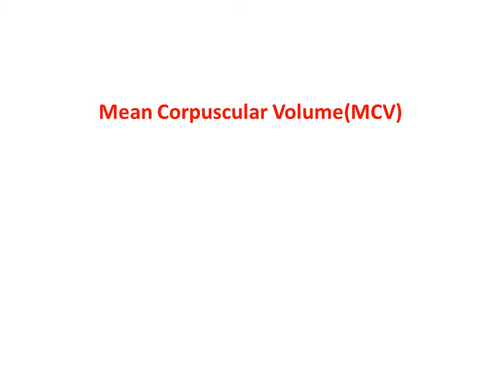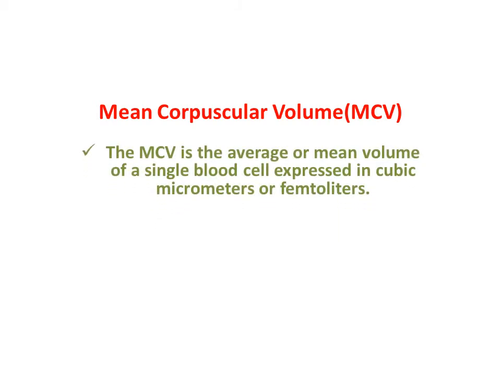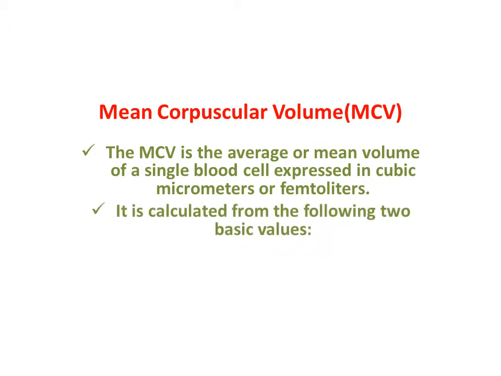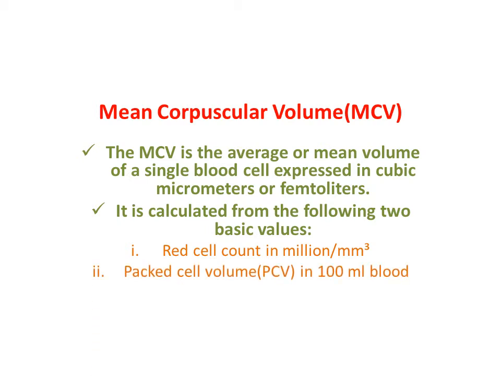Mean corpuscular volume or MCV. What is it? The MCV is the average or mean volume of a single blood cell expressed in cubic micrometers or femtoliters. It is calculated from the following two basic values: red cell count in million per cubic millimeter and packed cell volume or PCV in 100 milliliters of blood.